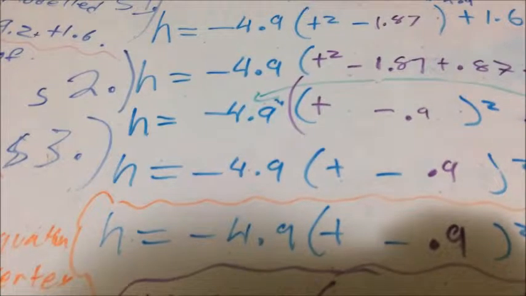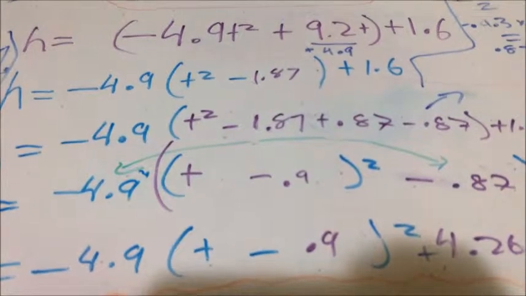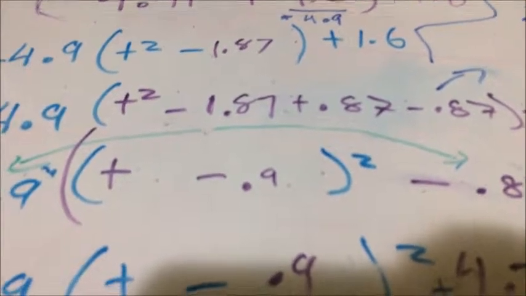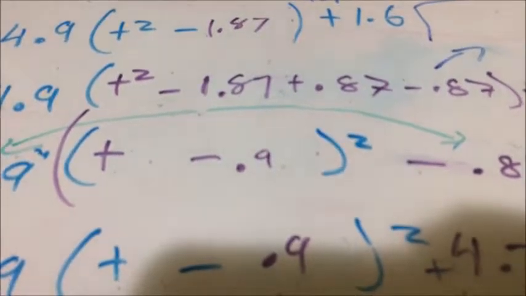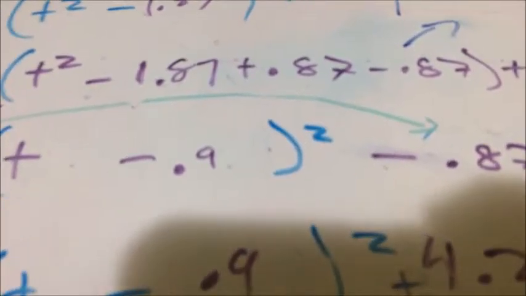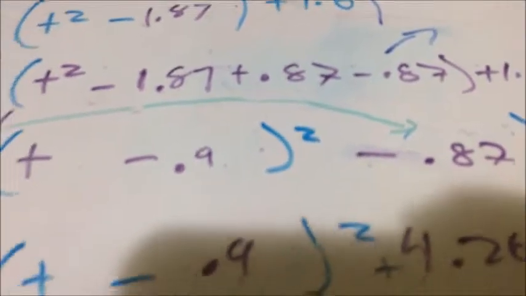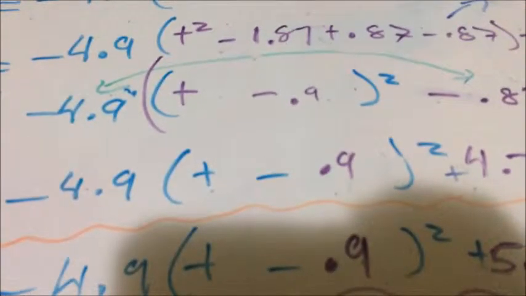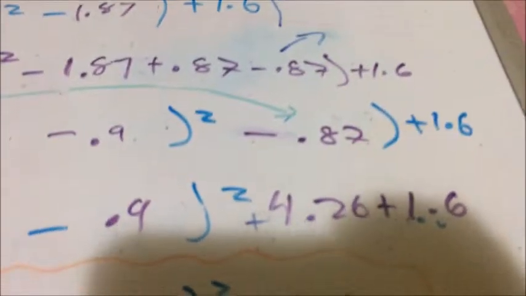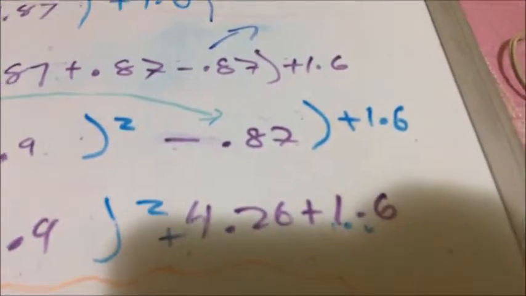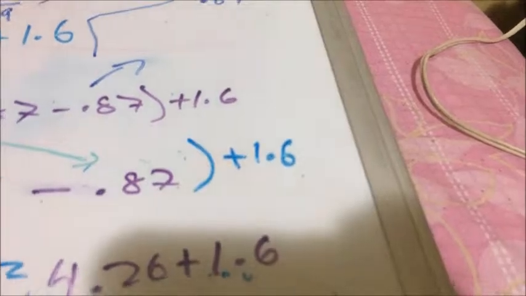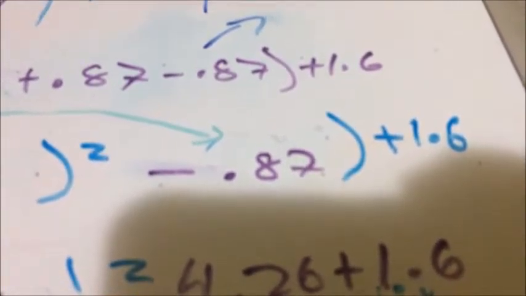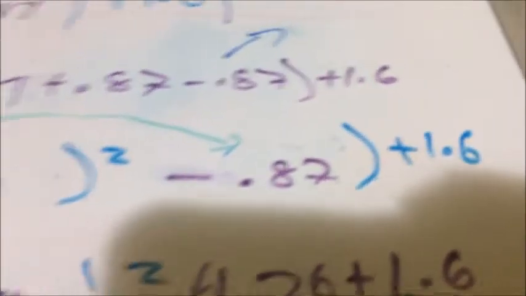The final step to solving this equation is taking the negative 1.87 from the previous step and dividing it by 2. So in the bracket you should get t minus 0.9, and you have to put the squared outside. So you should be getting h equals negative 4.9 bracket t minus 0.9 bracket squared minus 0.87 bracket plus 1.6. And right now we have the negative 0.87, and we have to get rid of that.